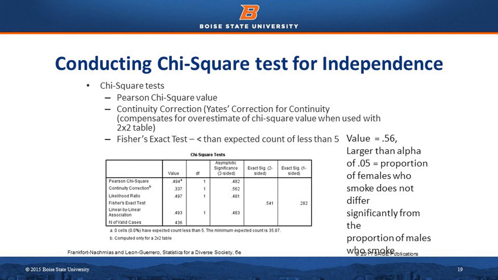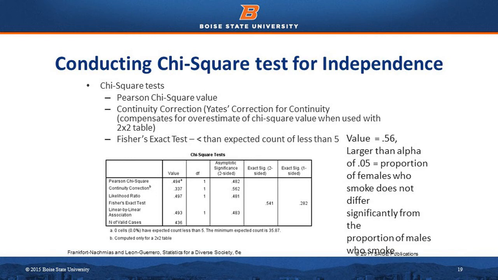If we have more categories than 2 for either the independent or dependent variables, we use the Pearson chi-square test. If we have an independent variable with 2 categories and a dependent with 2 categories, we want to use the continuity correction chi-square test. For this example, we would use the continuity correction chi-square test or the Yates correction for continuity.